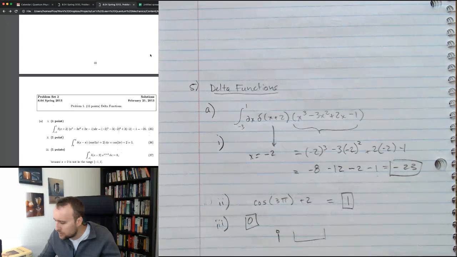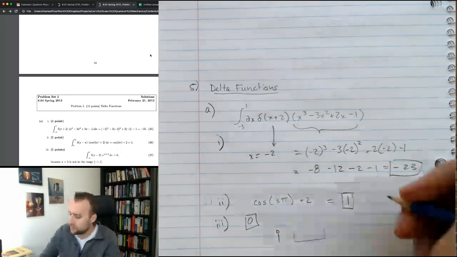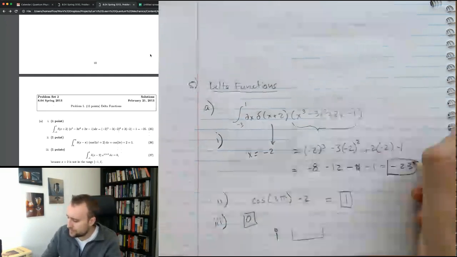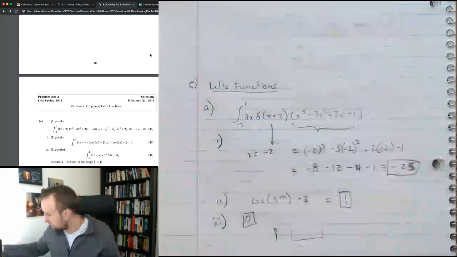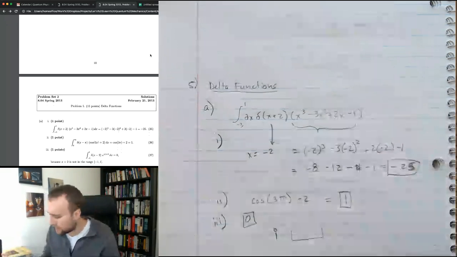Plus 2x minus 1. Minus 2 cubed: 2 times 2 times 2 is minus 8. It's 3 times 4. Minus 12. Ooh. Yep, there we go. Forgot to multiply those two. Well, let me do that in pen so I know that I did make a mistake.